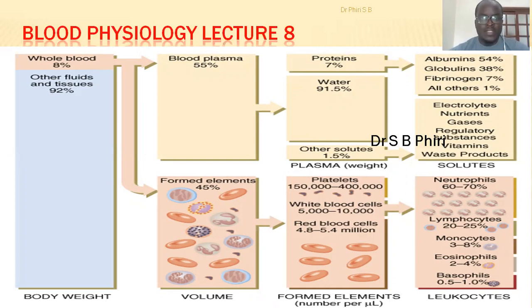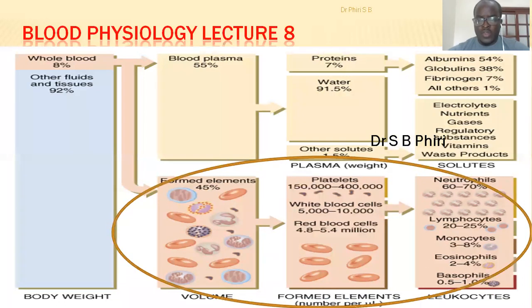They are part of the formed elements. Like we said, blood is composed of 55% plasma and 45% formed elements, and total blood is about 8% of your body weight, which we know by now. Of the formed elements, we have platelets. The normal number of platelets an individual should have is between 150,000 and 400,000 platelets per cubic millimeter of blood, or per microliter of blood. This is just the normal range that you should find in a normal human being.